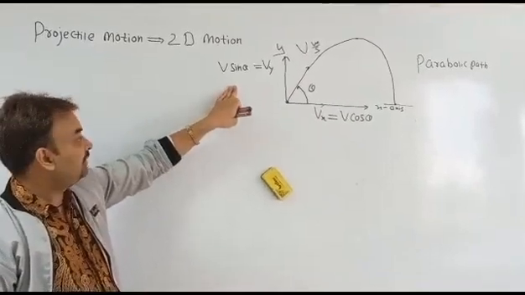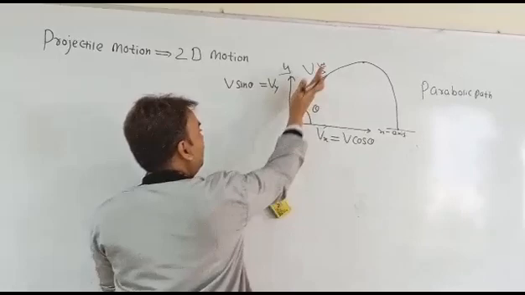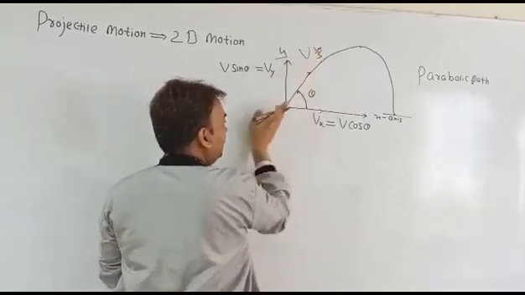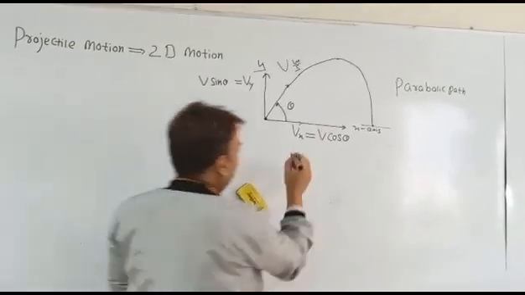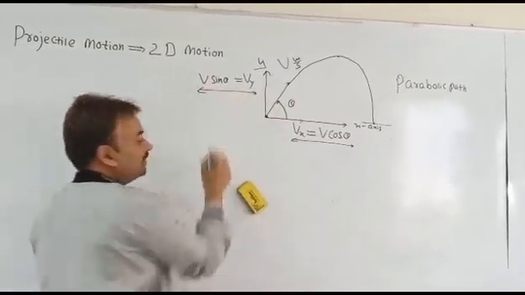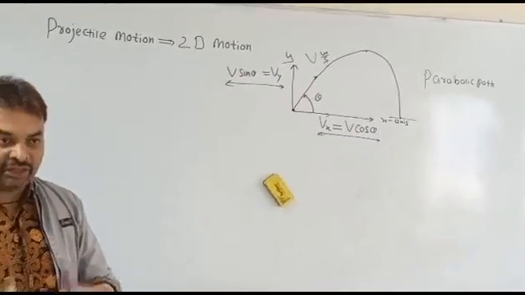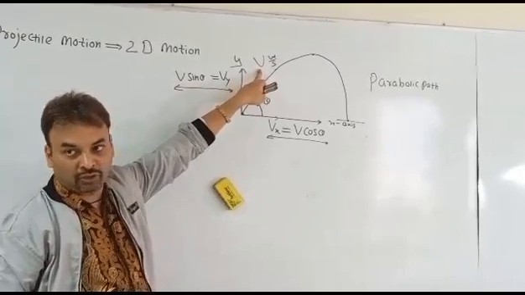The velocity along the y-axis can be written as v sin theta, where theta is the angle between this velocity and the x-axis, right? So now we have two velocities. This is known as resolving the velocity into components, right? So I resolve this velocity into components.